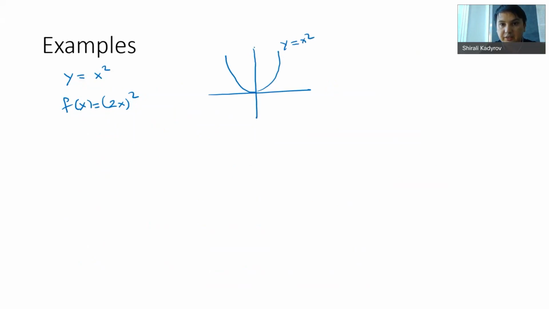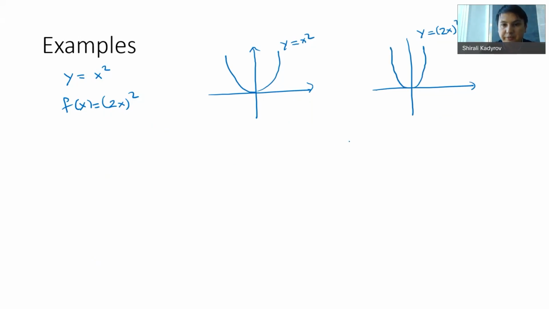And then my new graph, let's also call it y is equal to, but now it's going to be y equal to 2x squared, right? Or if you like 4x squared. So 2x squared. So it's going to compress, right? So it becomes sort of narrower, okay? It becomes narrower.